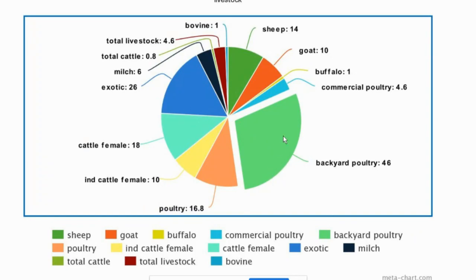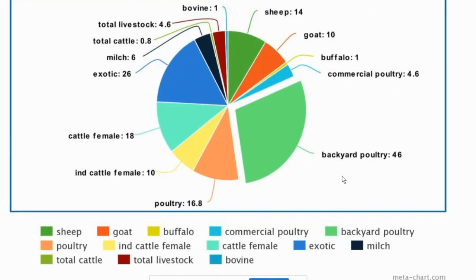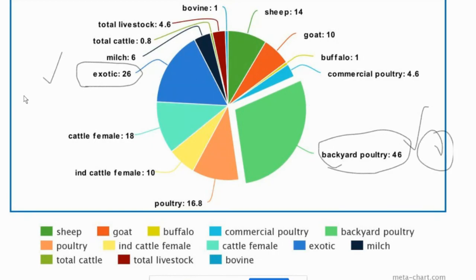The biggest pie that took the maximum gain when compared to the last year was backyard poultry. Backyard poultry was the one with 46% gain when compared to the last census. There are also exotic animals, that is exotic breeds from other countries, which have also dramatically increased, up to 26%. So this ranks 1 and this ranks 2. This is the ultimate gainer.